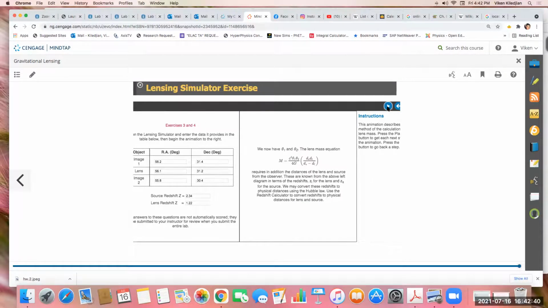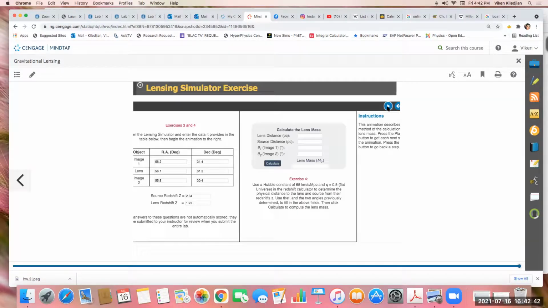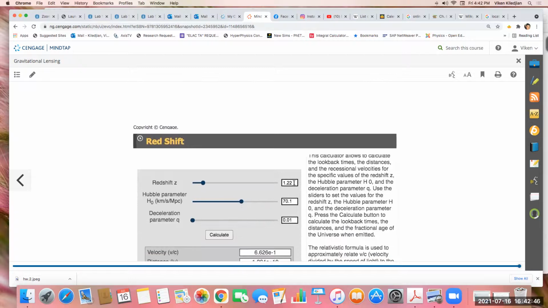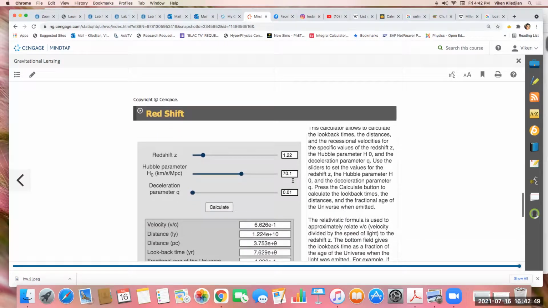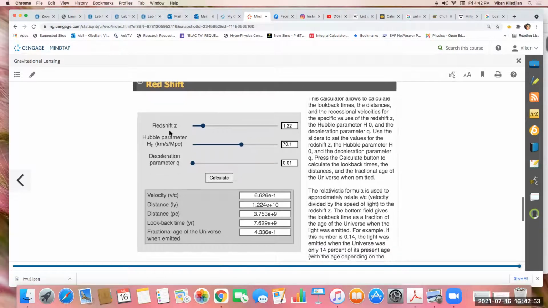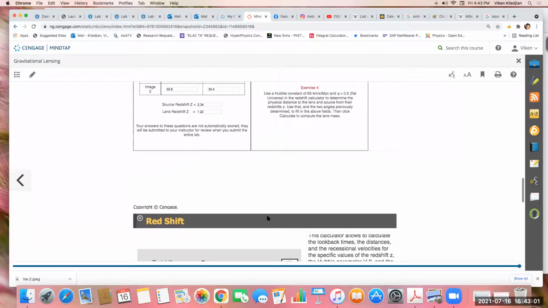Then go over here. Then go over here, put the redshift Hubble constant that they want, and the deceleration parameters they want. Press calculate, take a picture of that. And then put the other z, take one more picture. Then you go back here, so there's two more pictures here.